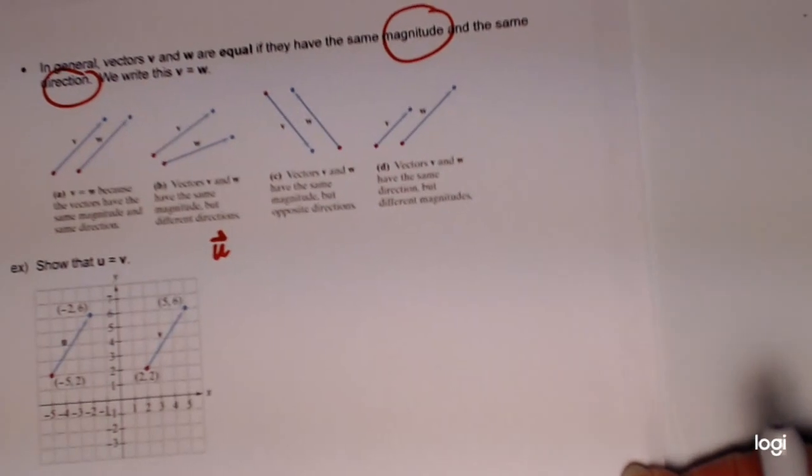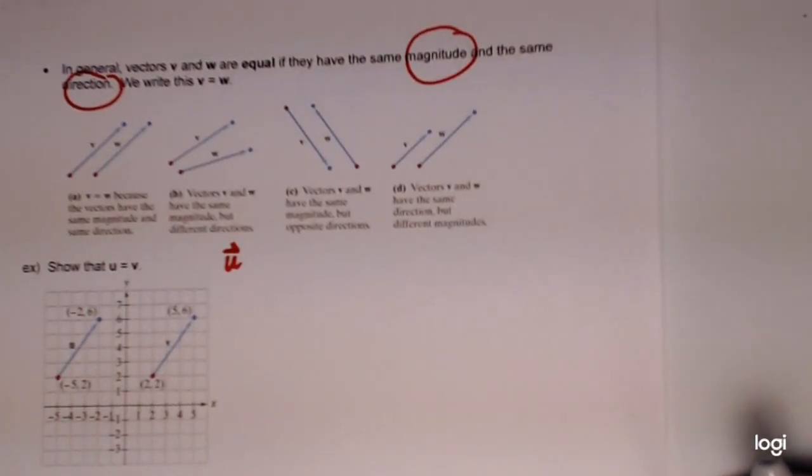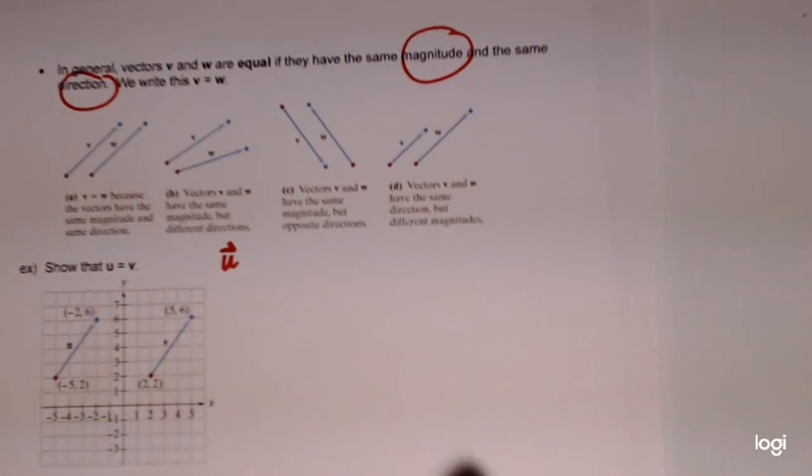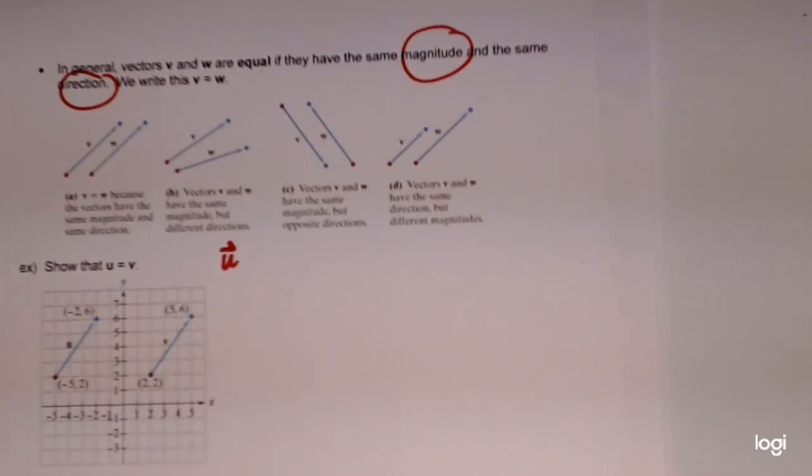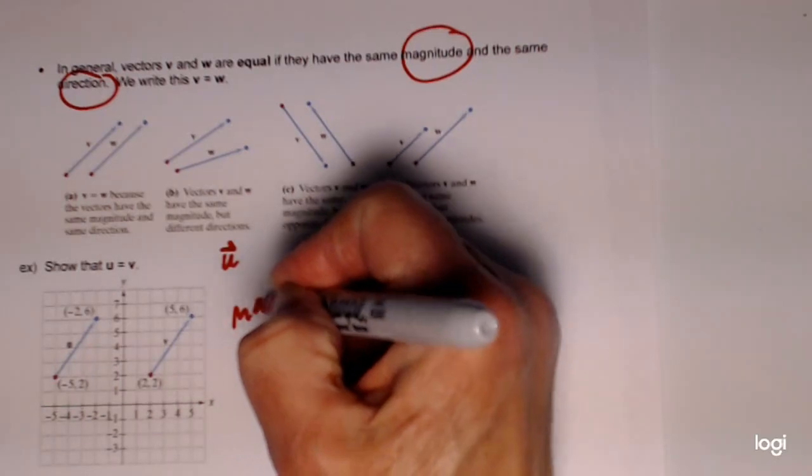And then in terms of direction, where the magnitude is how long is it, the direction is, well, kind of as it says, where is this pointing to? How does this look? What direction is it going in? And that is going to be defined by our slope. So to find if U is equal to V, we're going to have to look at two pieces of information. The magnitude, which is going to be the distance between the 2 points, and then the direction, which is the slope.